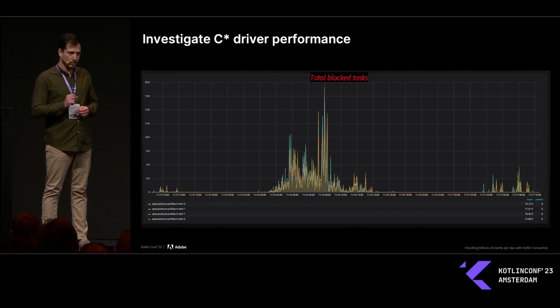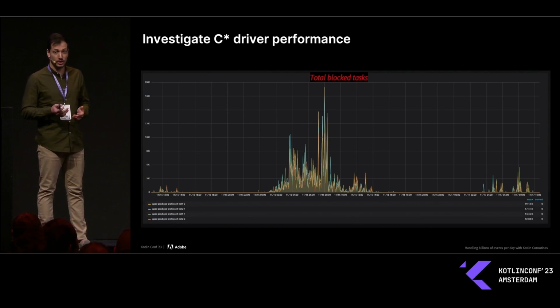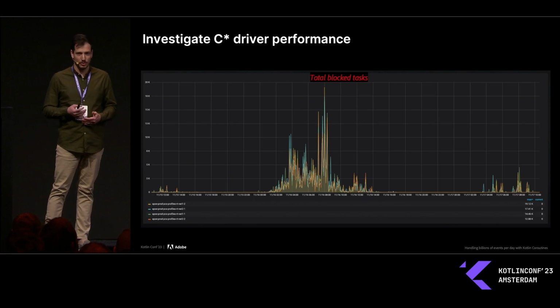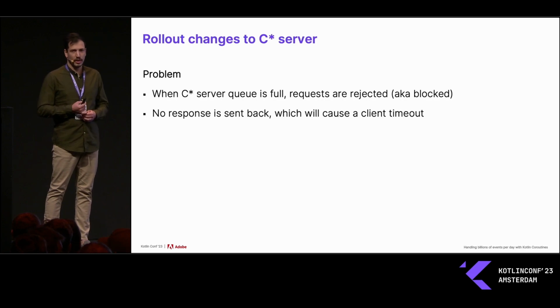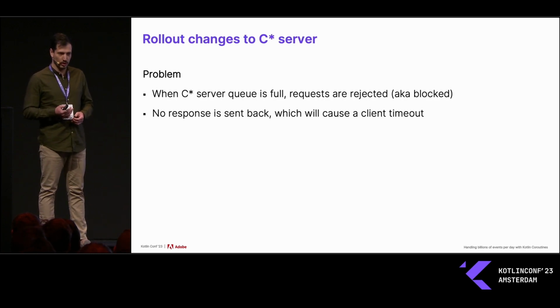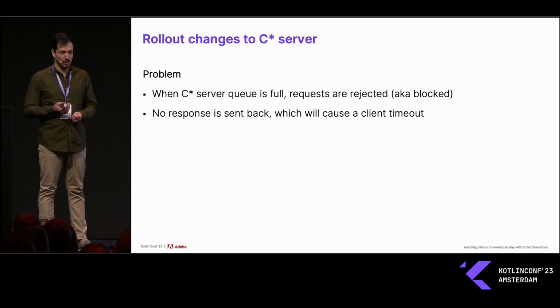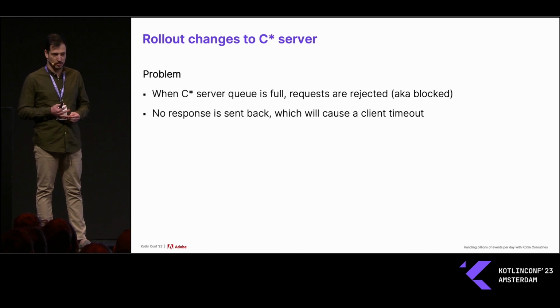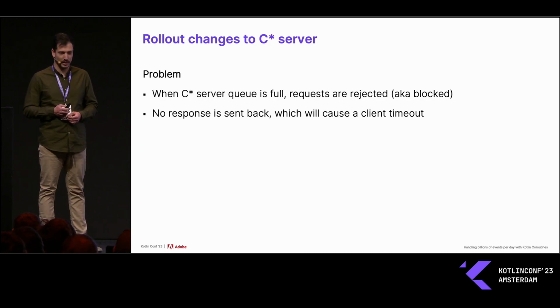Digging further, we noticed a metric reported by Cassandra called blocked tasks, which didn't sound good, right, as we wanted to be end-to-end non-blocking. And these blocked tasks were actually requests that got rejected by Cassandra due to its queue being full. And the rejection happens by letting the client time out and not sending any response back. And this might have explained the high latency we were observing in the application.